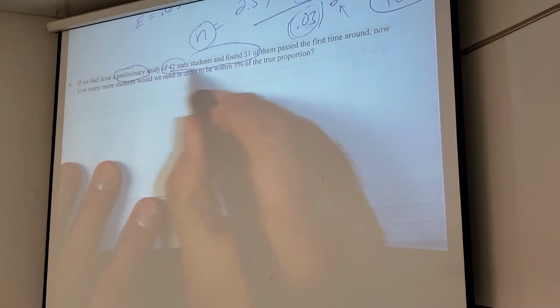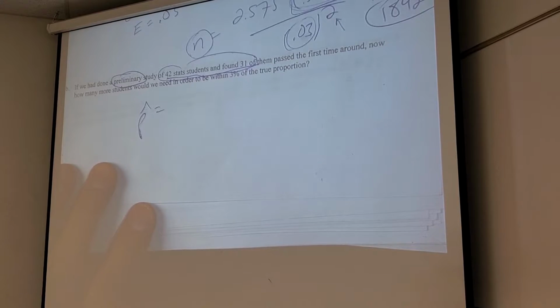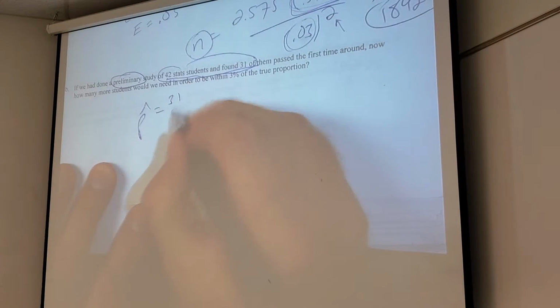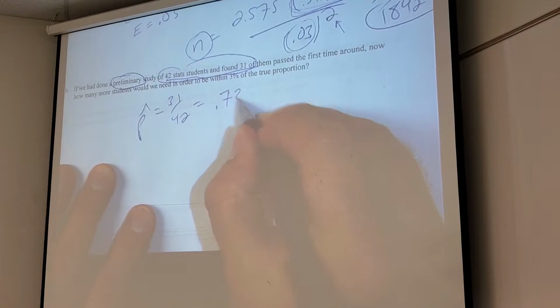So from this study, what's p hat? I don't have to guess anymore. I know what p hat is. How do I get it? 31 divided by 42. Yeah, 31 over 42. 0.738.